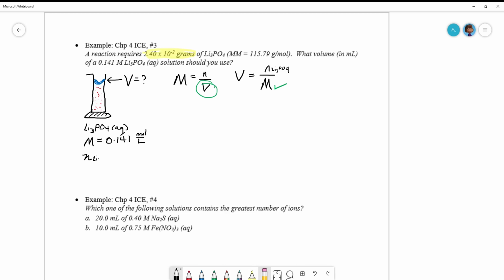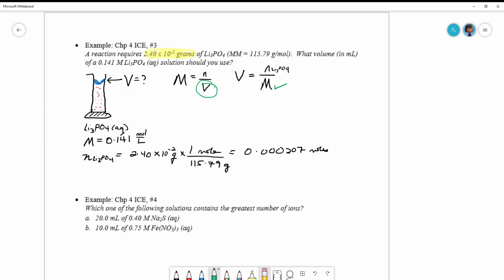So our moles of lithium phosphate can be obtained by taking that mass, 2.40 times 10 to the negative 2 grams, and simply converting it using the supplied molar mass, 1 mole per 115.79 grams. And when we do this conversion here, I ended up getting 0.0002. Oops, that's not right. Let's fix that. First part's right. Got all those zeros. 207 moles.